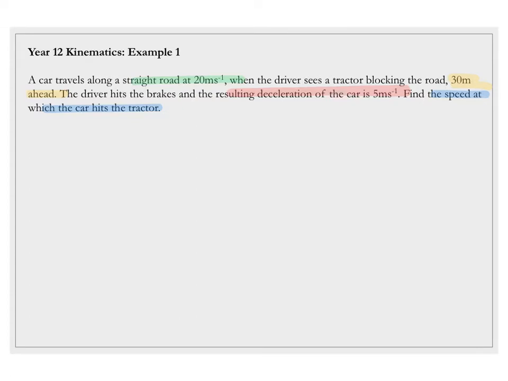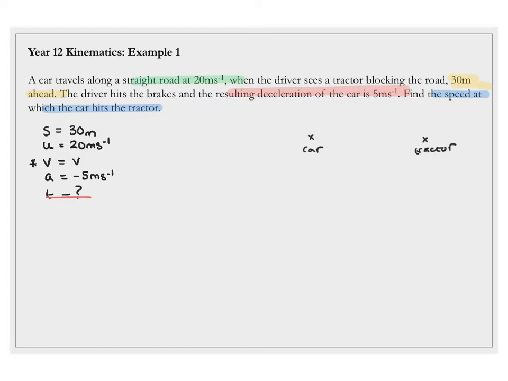So I'm going to write down all the information I know. I know that there is a distance of 30 metres between where the car is and where the tractor is. So I'll take s as 30. u is the initial speed or velocity of the car, which is 20. v is what we're actually looking for. a, the acceleration, is negative 5 metres per second squared as the driver is braking, so decelerating. And t, we do not actually know. So we might actually rule that one out as we can't use it.